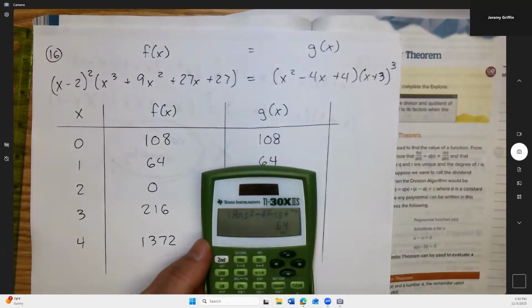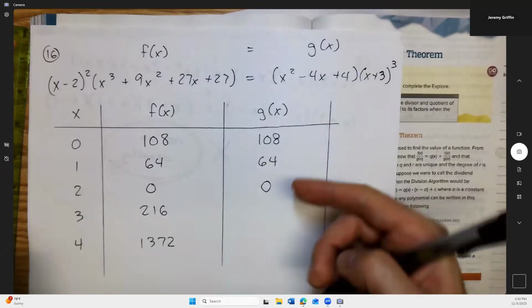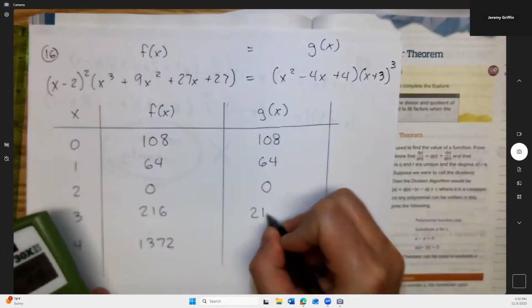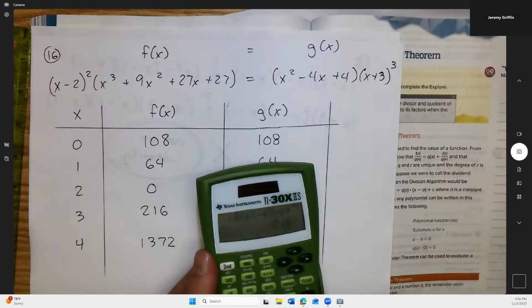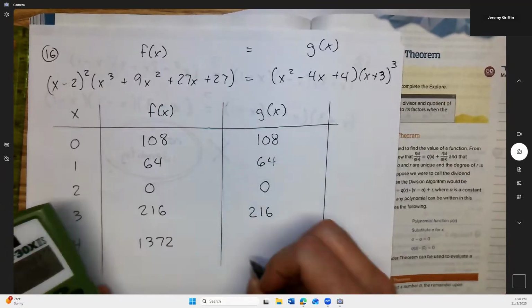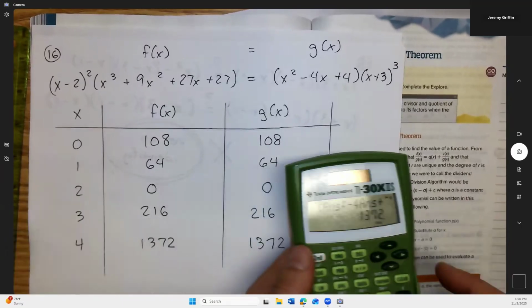Huh. What if I plug in 2? I get 0. 3 for 3. Plug in 3. 216. It's the same thing. It's matching. Does it match all the way down? Is it 5 for 5? We're going to find out. 1372. It is 5 for 5. It's the same all the way down.